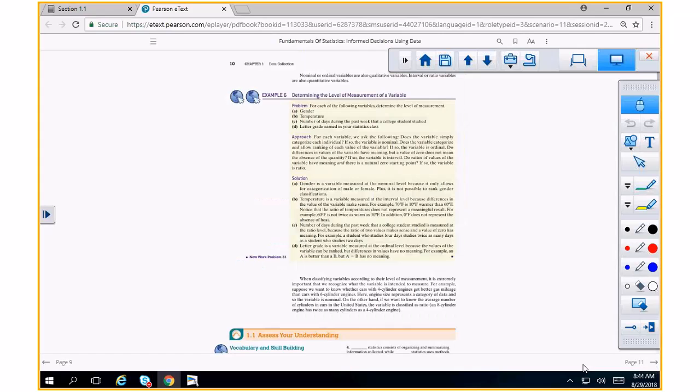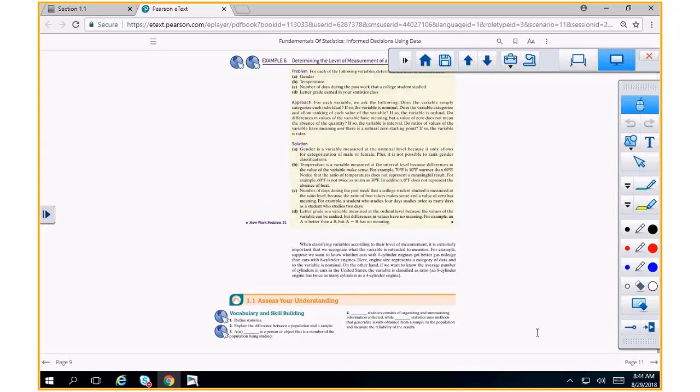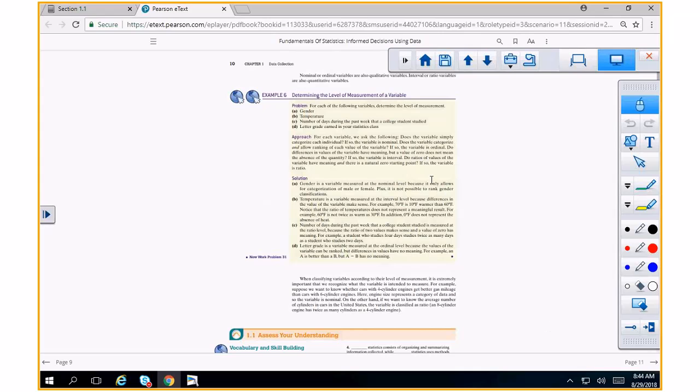And now somewhere around here they have, oh, here it is. Gender, temperature, number of days during the past week that a college student studied, letter grade earned. Letter grade would be what? Ordinal. Why letter grade ordinal? Because everybody doesn't just get whatever they feel like, okay? You get what you earned. Earned. That's a word you need to look up.